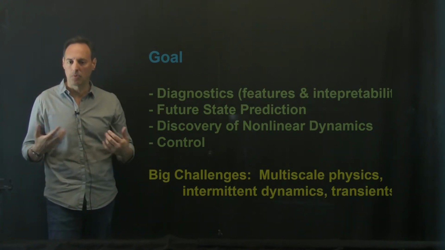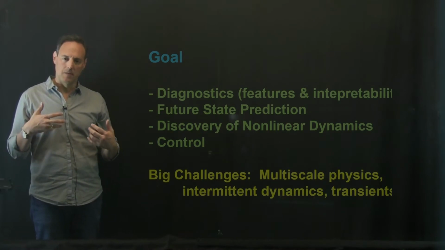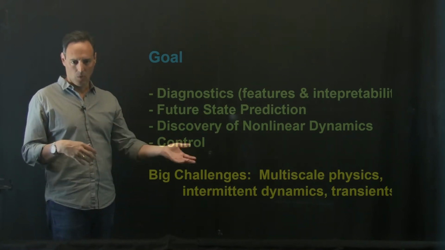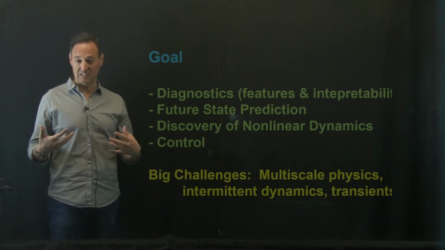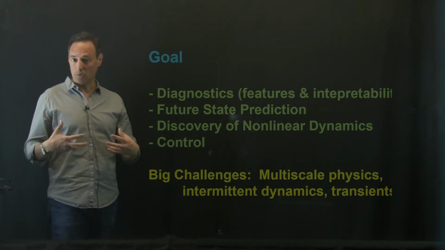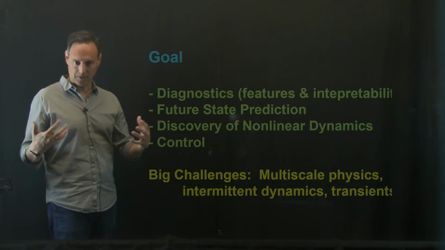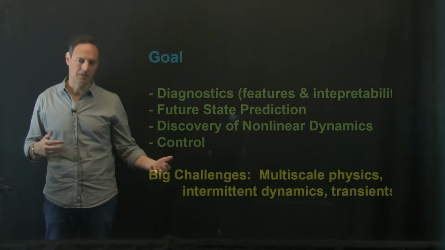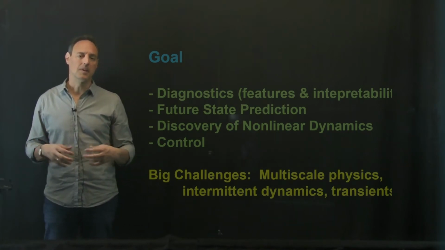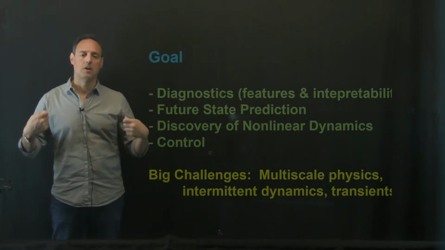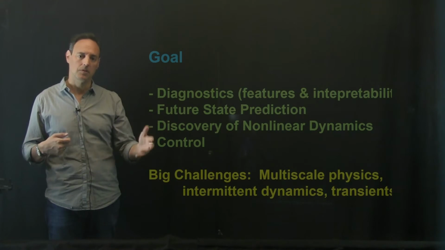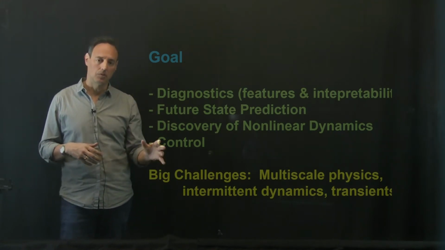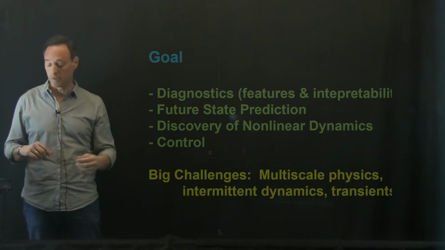There are some really important challenges that are at the forefront of applied math and scientific computing. One is this idea of multi-scale physics. We still struggle with how we handle multi-scale physics problems. Things that happen like intermittent dynamics, transients. These are all things that really complicate and challenge these methods and your ability to arrive at these goals. So we'll get to some of those in the data we have here.